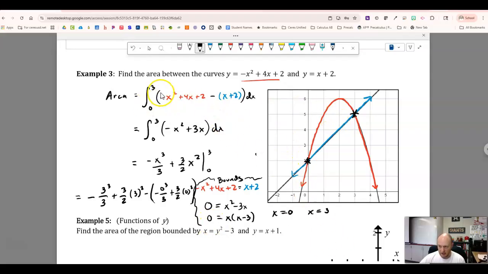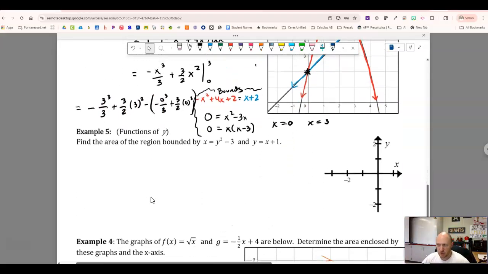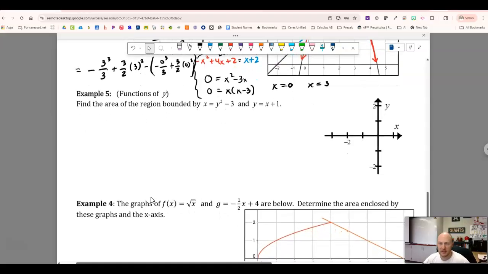And then we're going to go ahead and integrate here. -x cubed divided by 3 plus 3x squared divided by 2. And we can go ahead and plug in those bounds, and there is your answer. Okay, so the next thing that I want to show you are two unique cases for these types of problems.